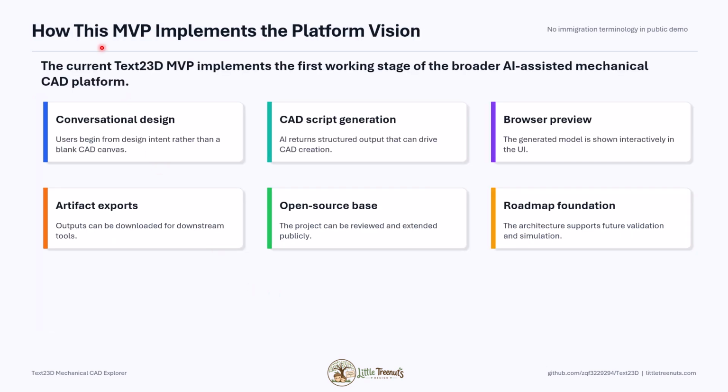So how does this MVP implement the platform vision? The current text-to-3D MVP implements the first working stage of the broader AI-assisted mechanical CAD platform. We have conversational design, CAD script generation, browser preview, artifact export, the open source base, and also the roadmap foundation. All these factors indicate that this MVP already implements the platform vision.